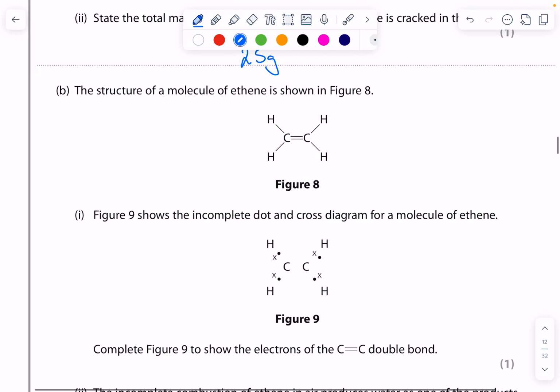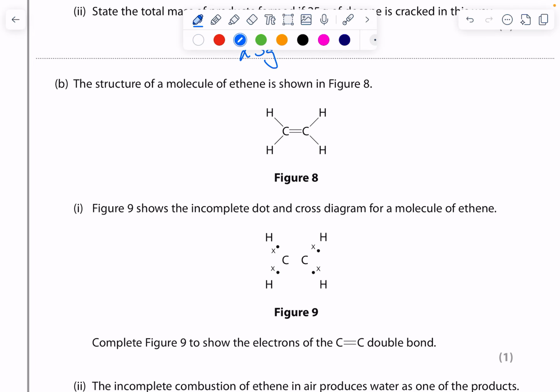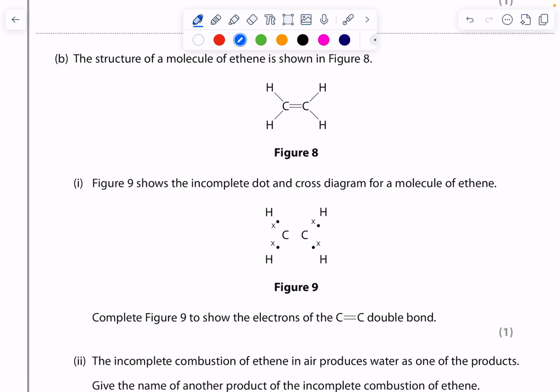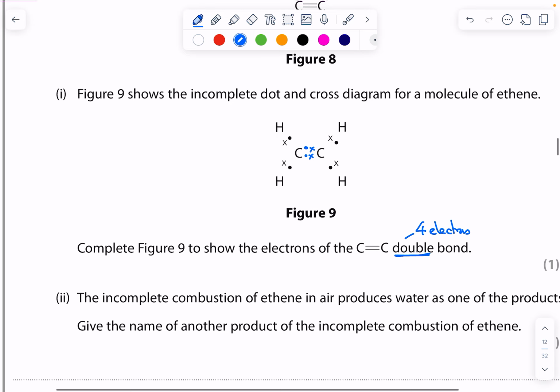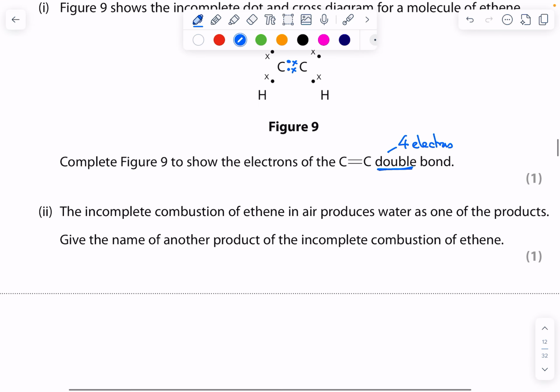Okay, here's the structure. We've got a dot and cross diagram. Complete the diagram to show the double bond inside here. So what we need to do here, remember that a covalent bond is a sharing of 2 electrons, but if we've got a double bond, then that's going to be 4 electrons, remembering that they have to be dot and cross. So if I'm doing this one, I'm going to put in here a dot and a cross and a dot and a cross to show that there are 4 electrons, 2 bonds being used in there, and it's only 1 mark, so 1 mark to get that completely right.